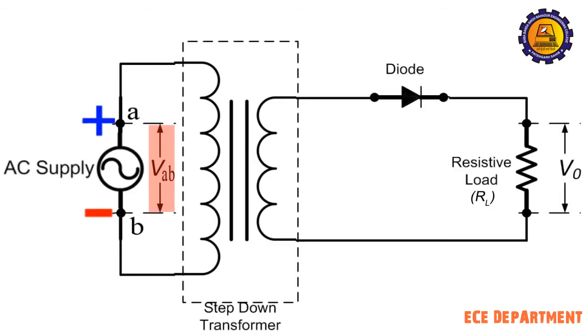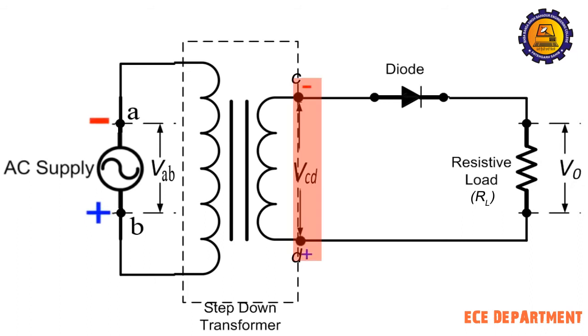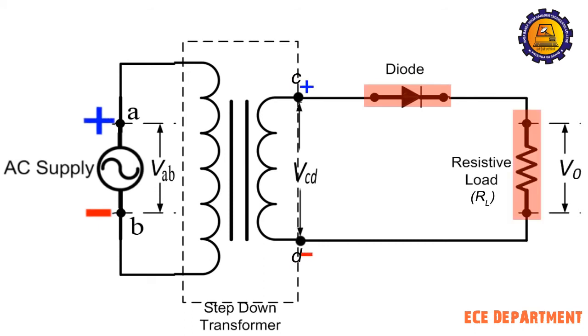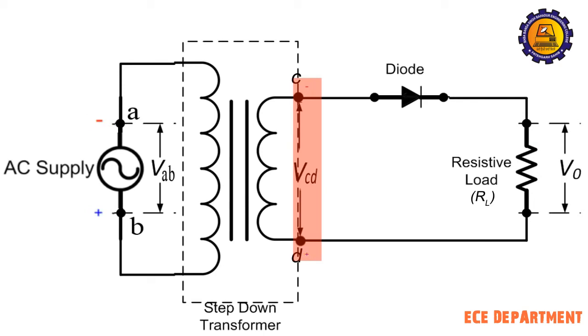Now let's understand the working. When AC supply is switched on, the alternating voltage VAB appears across the primary winding of the transformer. This high voltage VAB is reduced to the level which is suitable for the diode and the load at the secondary winding, and it can be represented by VCD. When this alternating voltage VCD is applied across the DC load having a diode in series with it, what will happen?